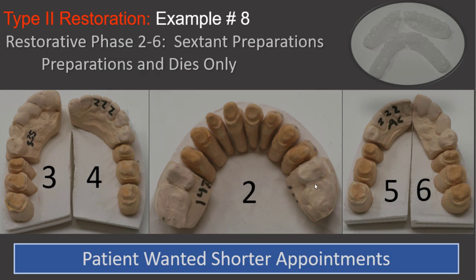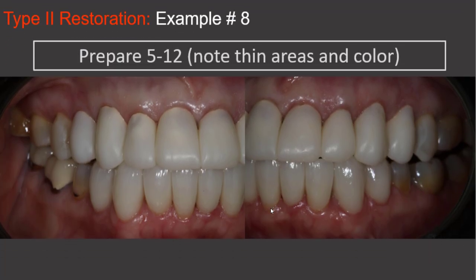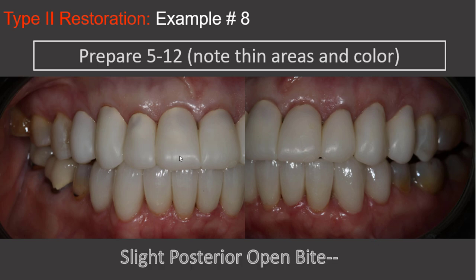So now we've got a lot of prep teeth, and we got a lot of dies, but now we got to start putting it all together. Okay, so here you can see her upper provisionals. Again, she has a low lip line. One thing, notice here that there were some thin areas. I was very conservative with my preparations.